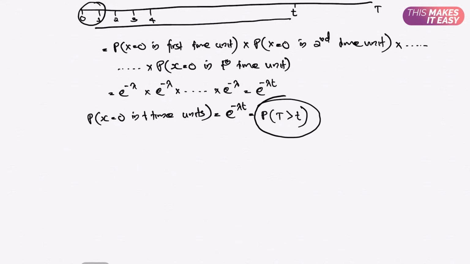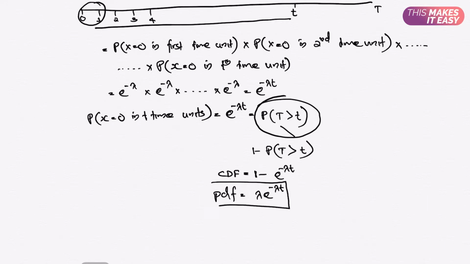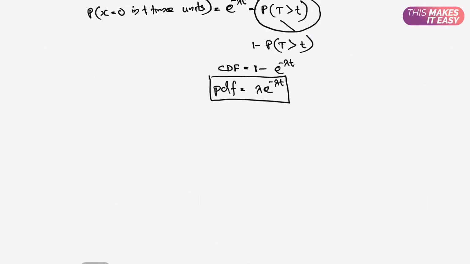So if I deduct this from 1, it is the probability that the waiting time until the first event is less than t time units. So the CDF is given by 1 minus e to the minus lambda t. We know that if we differentiate the CDF, we will get the PDF. So the PDF is equal to lambda e to the power minus lambda t. This is nothing but the PDF of the exponential distribution. We will talk more about lambda and other things at the end of this video.